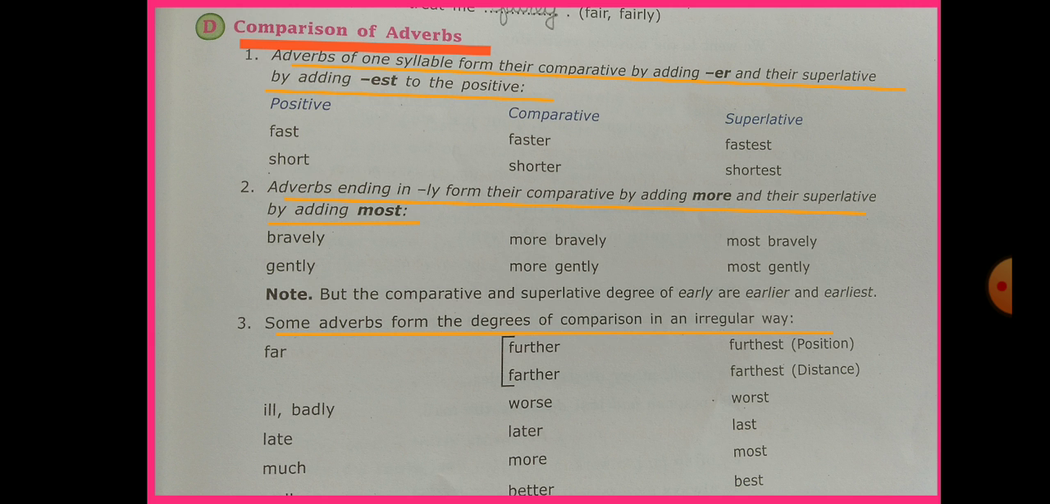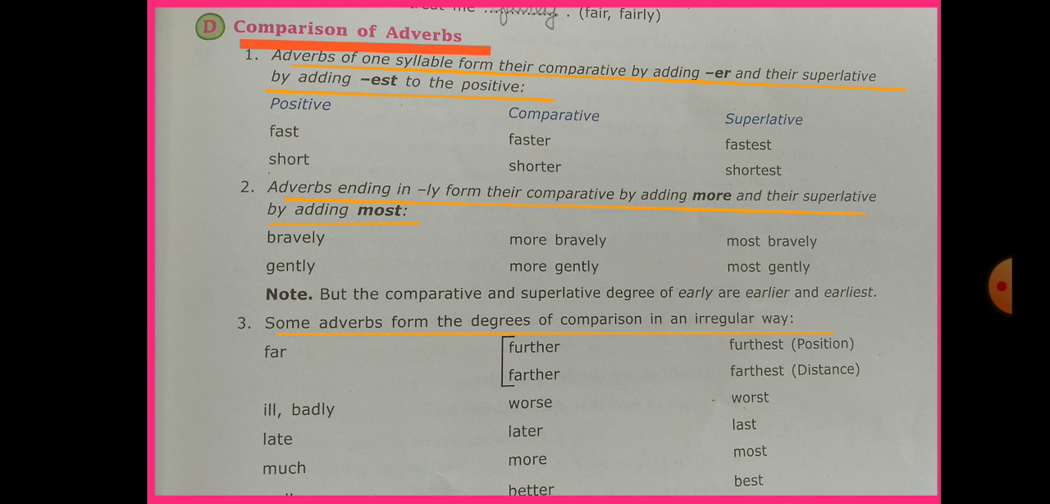Adverbs of one syllable form their comparative degree by adding er, like fast, faster, short, shorter, and the superlative degree is got by adding est to the positive degree, like fast, faster, fastest. Here faster is comparative degree and fastest is superlative degree. This is one way of comparison of adverbs.